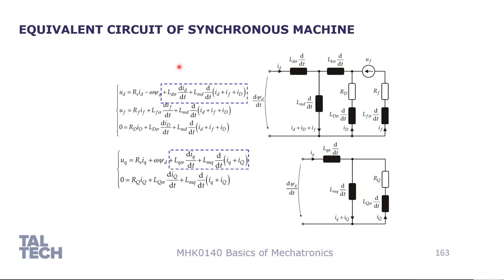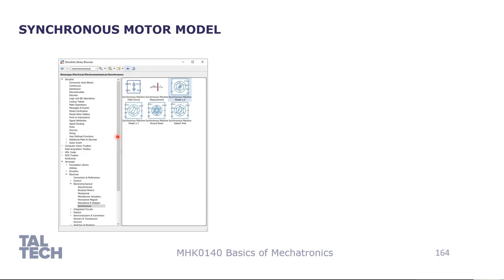You see that these equations are more complex, and definitely if we do the Laplace transformation of such a QD model of the synchronous machine, we need to do it separately for the Q axis and for the D axis, and we need to have maybe several transformations.